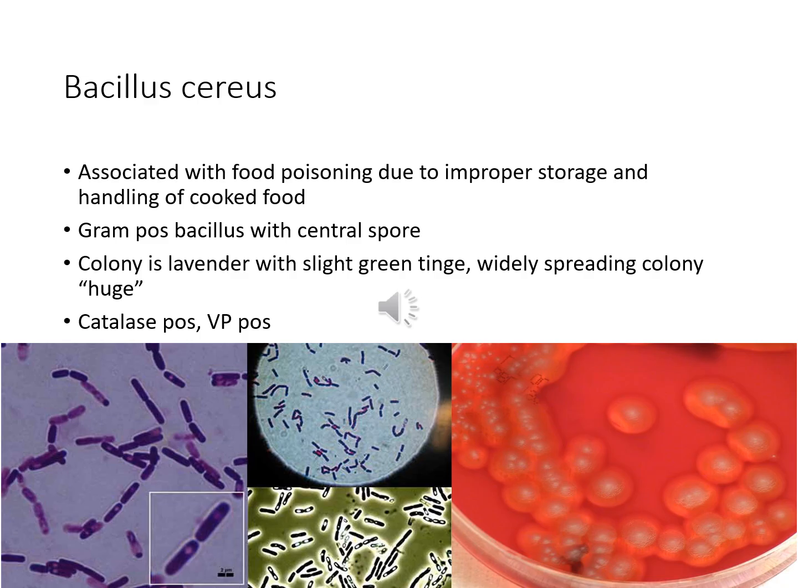Bacillus cereus is associated with food poisoning due to improper storage and handling of food. It is a gram-positive rod with a central spore. Colonies can be lavender in color with a slight green tinge that spreads widely from the center. The colony is once again large compared to most other organisms that we've talked about already. And it is catalase positive and VP positive.